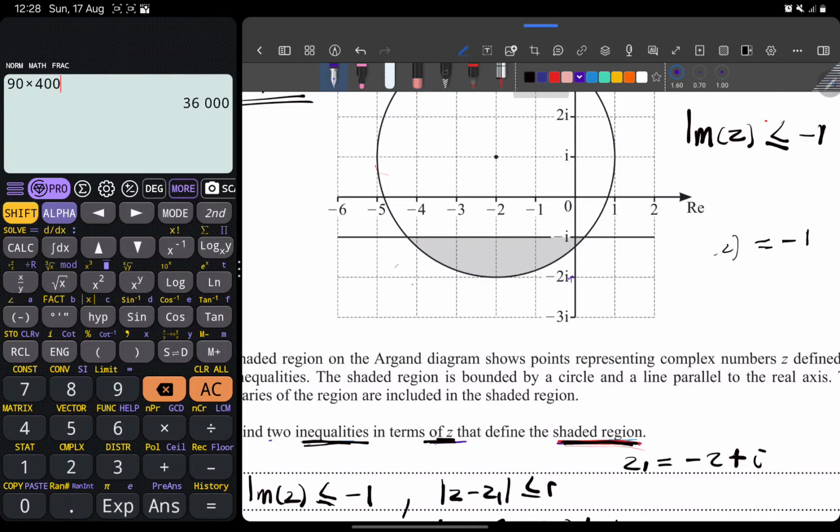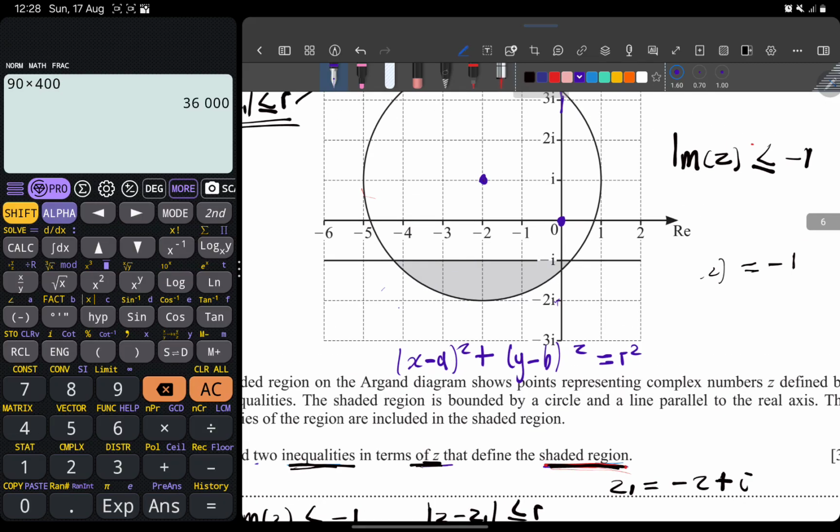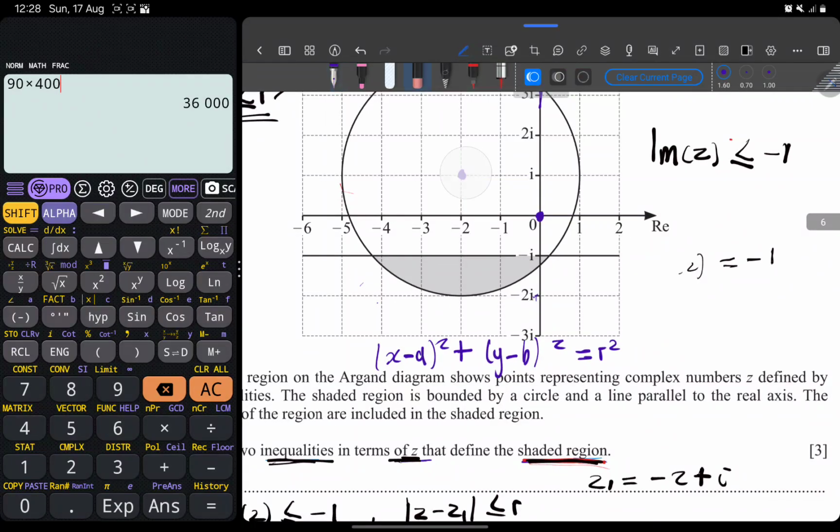In coordinate geometry, we had the equation (x minus a) all squared plus (y minus b) all squared equal to r squared, right? Now remember that a and b are the coordinates of the center. So we want to equate the equation of the circle to the equation of the line, so we get the point where they meet. Because the point where they meet is where the two equations are equal.